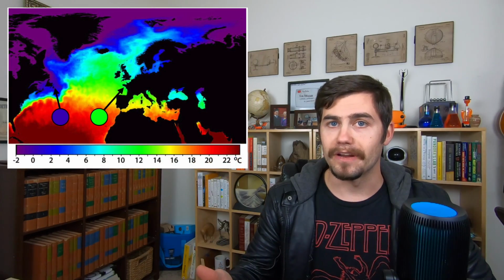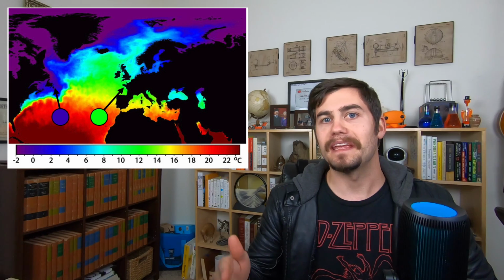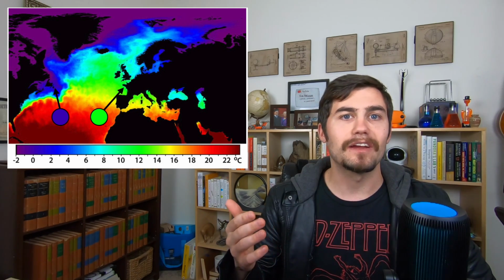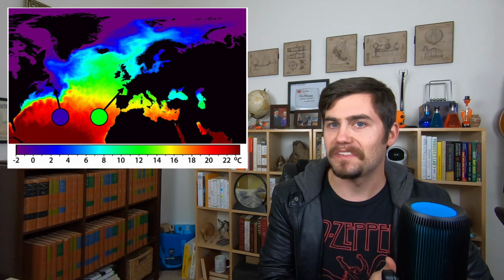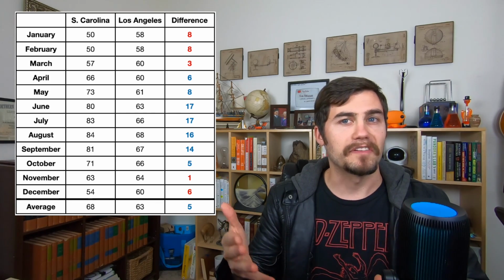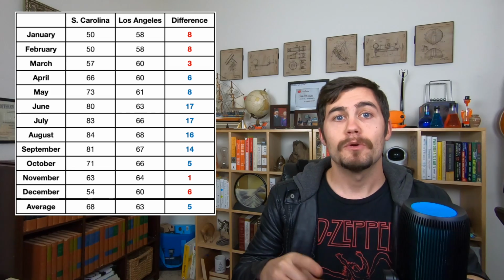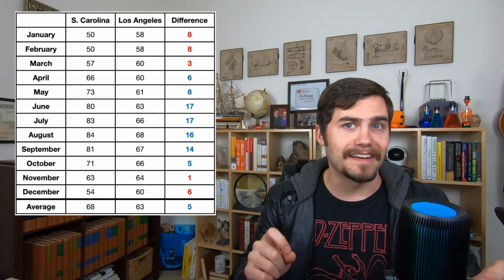The Gulf Stream current delivers warm waters to Europe, and this warms the air, making the climate much warmer than the equivalent location on the opposite side of the Atlantic. Let's compare the east and west coasts of the United States. In South Carolina, the ocean temperatures are several degrees warmer on average than they are in Los Angeles, which is at approximately the same latitude.